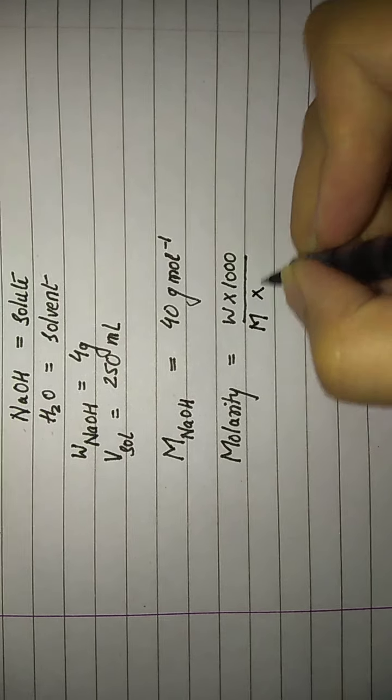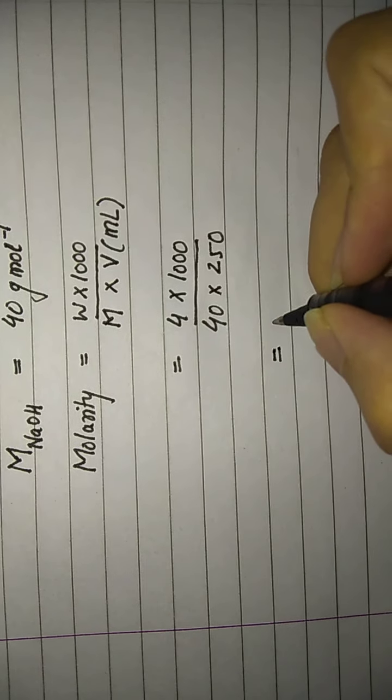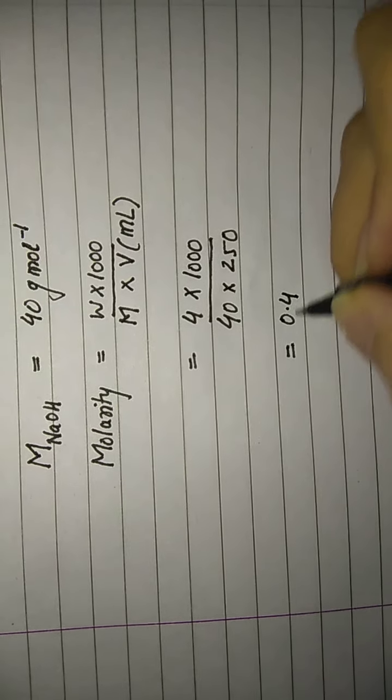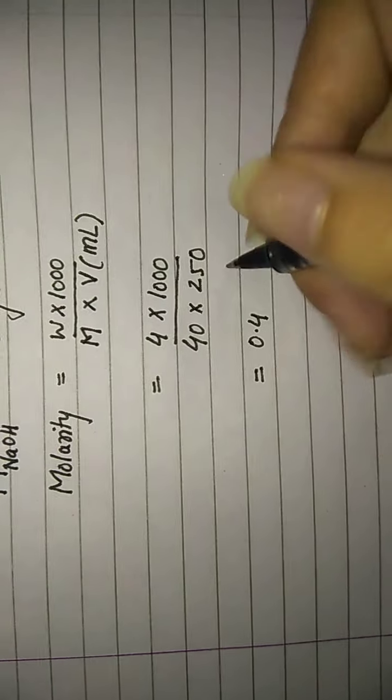Fine. Let us put the values. What is W of NaOH? 4 grams into 1000 divided by molar mass of NaOH, which is 40 gram per mole, and what was my volume in milliliter? It was 250, right? So using this expression I can directly find out the value of molarity. So it comes out to be equal to 0.4, and how will I write the unit?